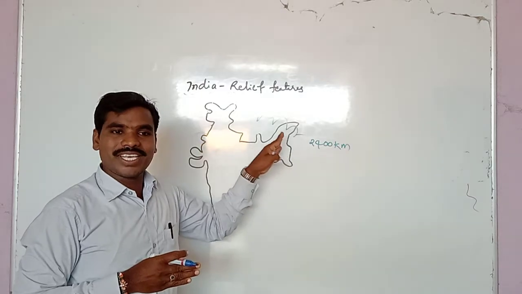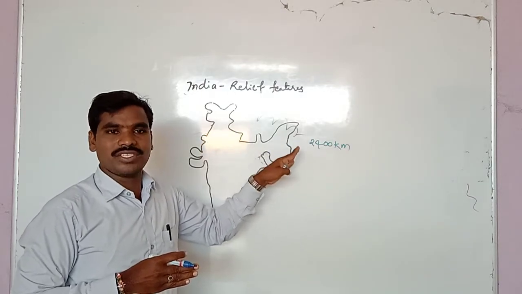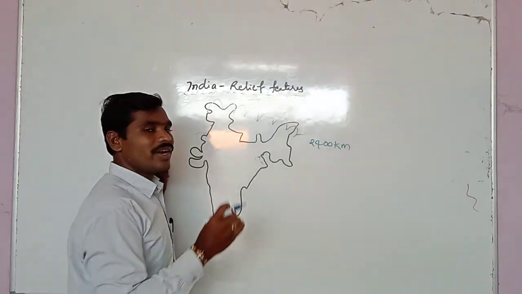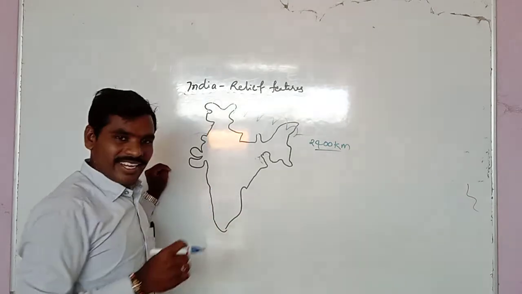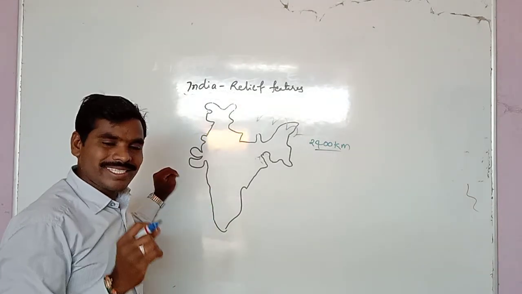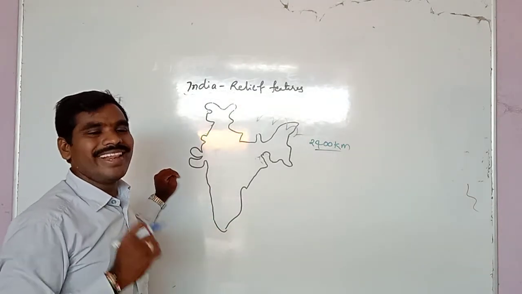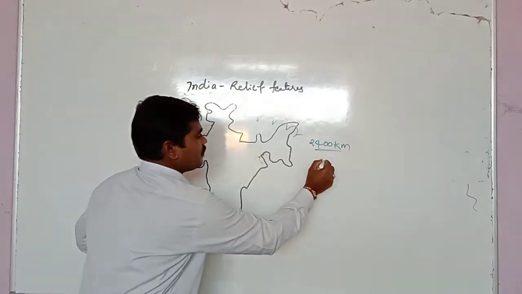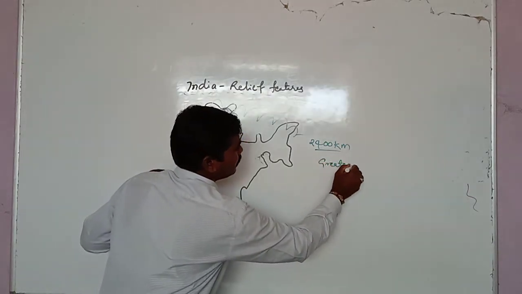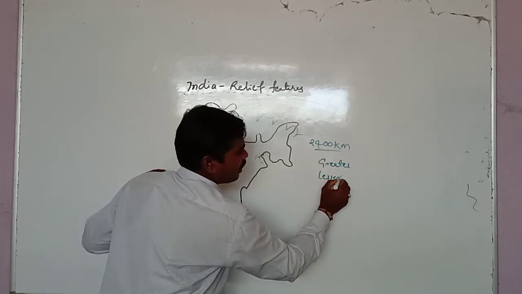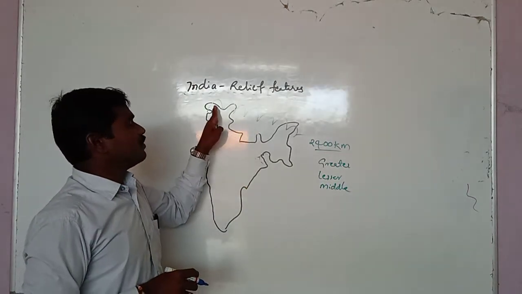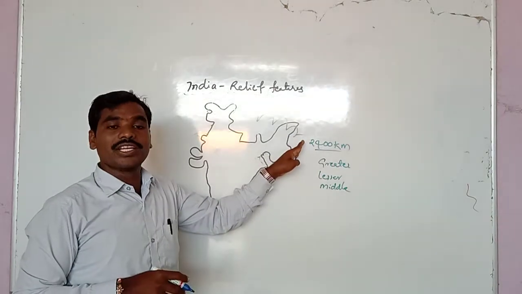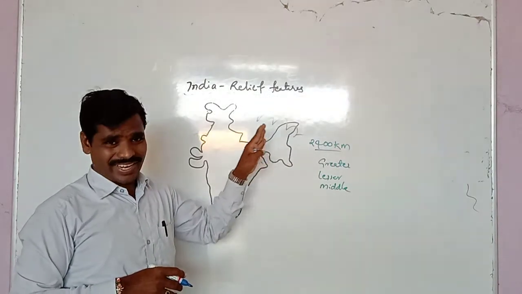According to their height, these Himalayas are divided into three types: Greater Himalayas, Lesser Himalayas, and Middle Himalayas. These are the three types of Himalayas. They extend nearly 2,400 kilometers from Kashmir to Arunachal Pradesh.